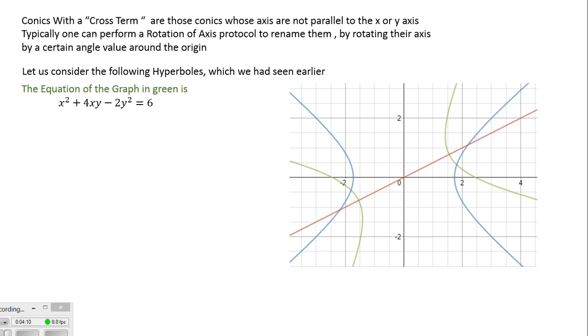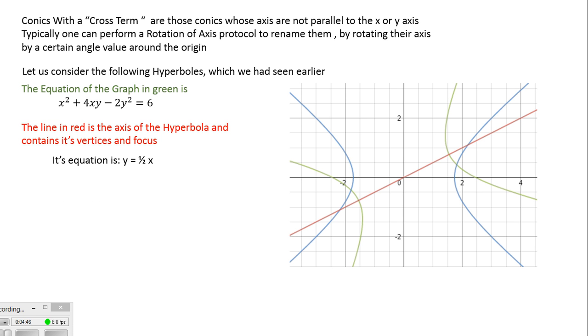And as you can see, the axis that contains its focus and its vertices is not parallel to either of the axes. So this is going to require a rotation of axes in order to align this up and end up giving us the curve that's shown there in blue. Okay, so the equation of the green is given. The line in red is the axis, and we want to rotate that.